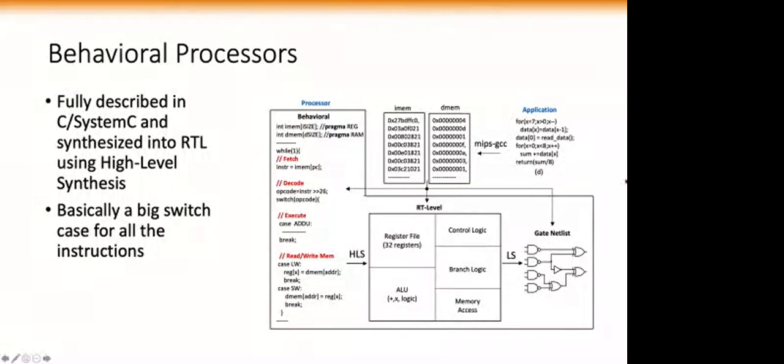Now, the software flow. The input is again C, but this is the application, the workload running on the processor. We use a cross compiler to create the machine code, right? And you see here you have the instruction memory that is stored into the array that the processor will then read, and the data memory.